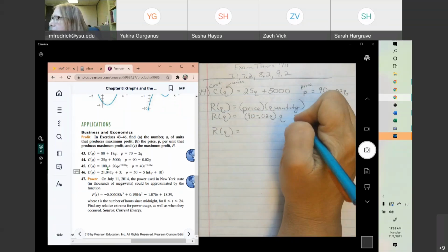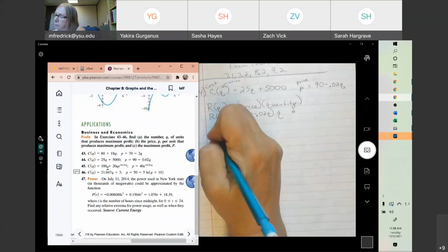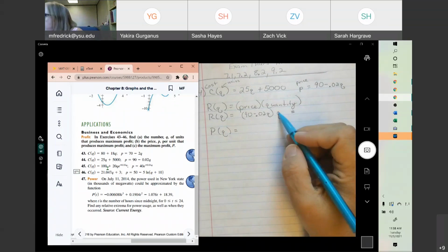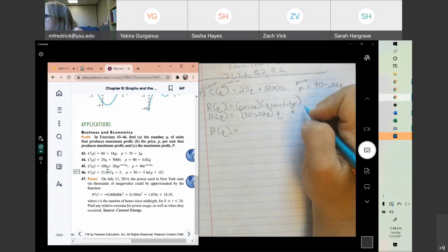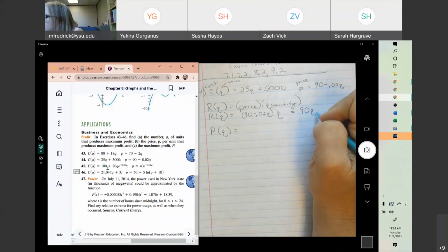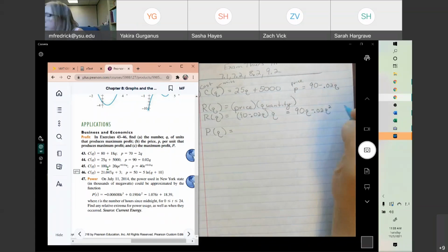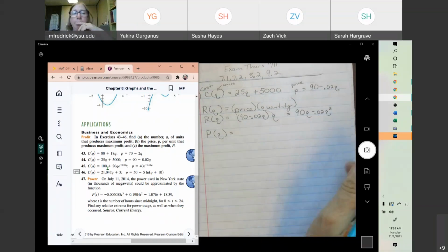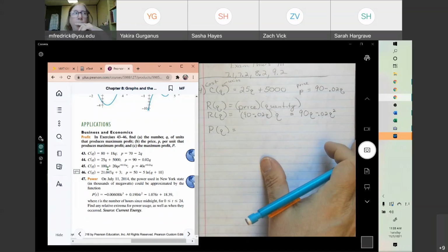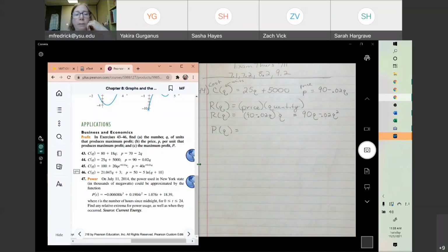Oh, it's distributed here. I'm going to distribute the Q. So we'll have 90 times Q, which is 90Q. And negative 0.02Q times Q is Q squared. So this is our revenue. Any questions so far? So we have revenue.